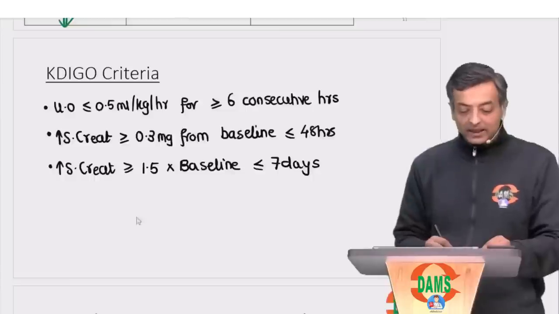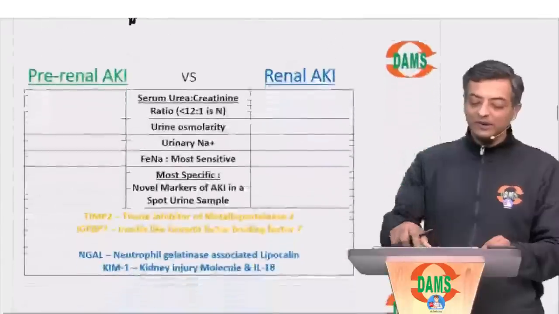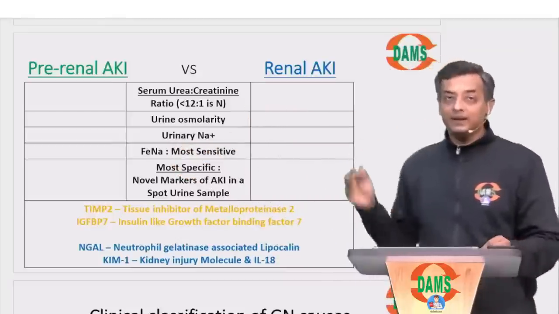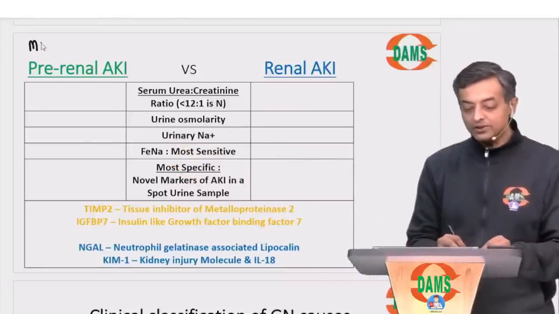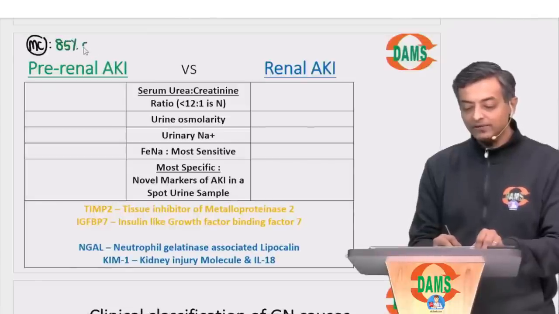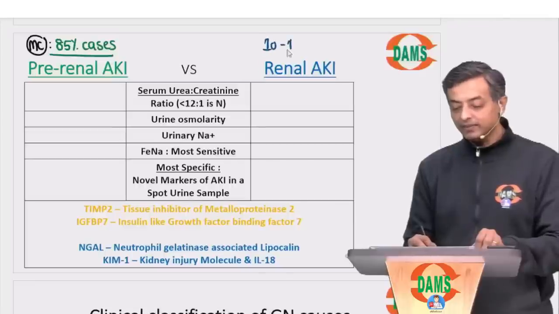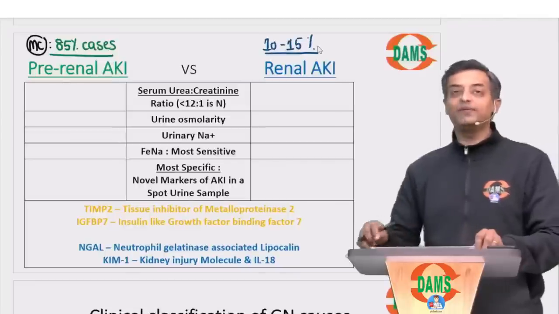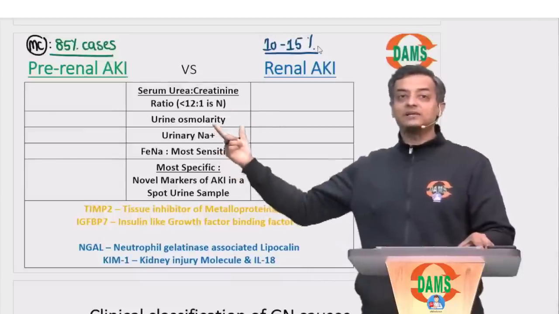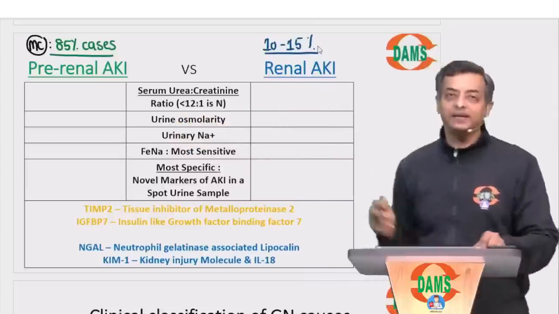Take this forward. In a patient with acute kidney injury, what will you do further? You want to investigate whether the disease is pre-renal or renal. Which is most common? Most common is pre-renal. Contributing 85% of the cases are pre-renal. But 10 to 15% can be renal also. So we want to differentiate between the two. After confirming AKI, next step in exam, very important table, always asked, must know, pre-renal versus renal.